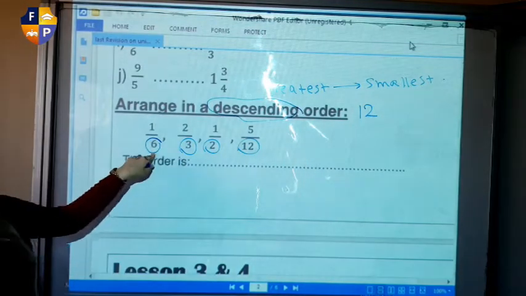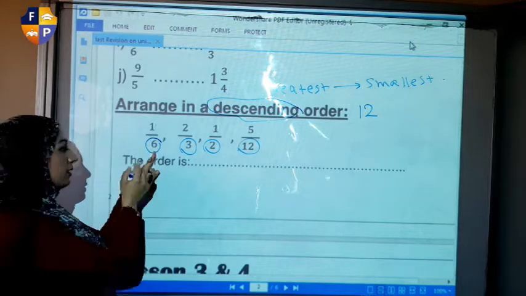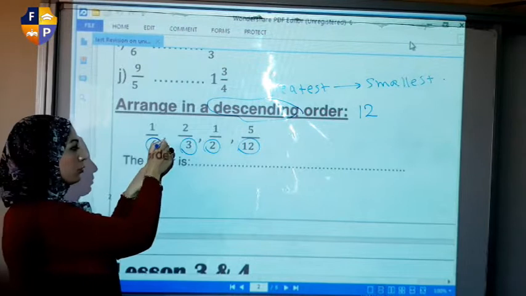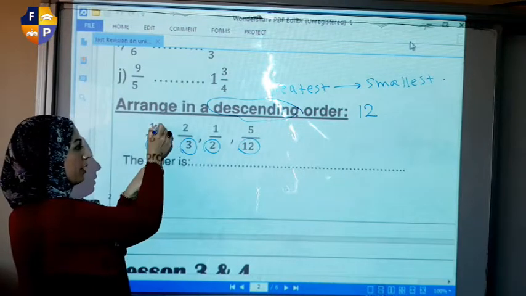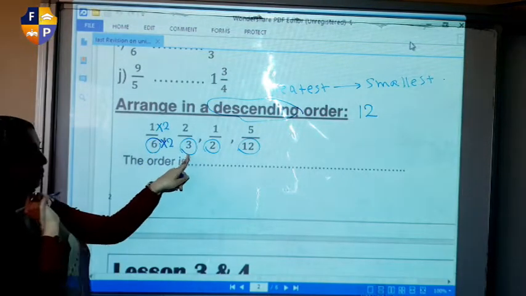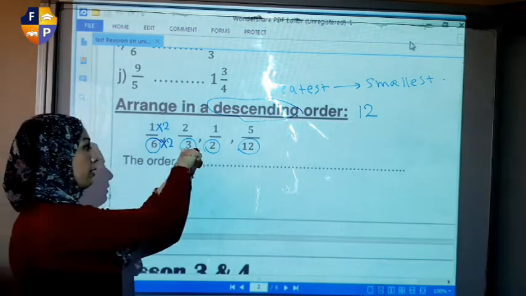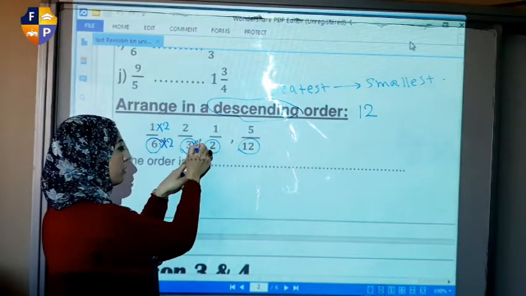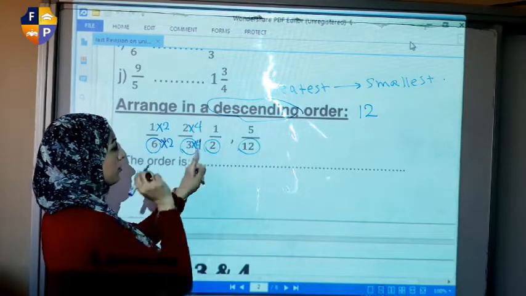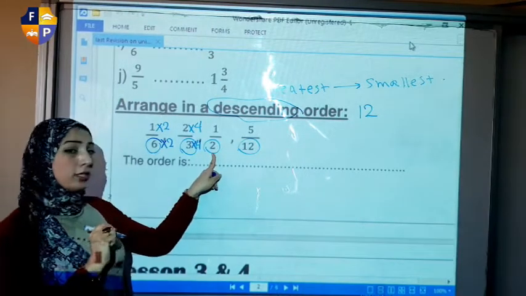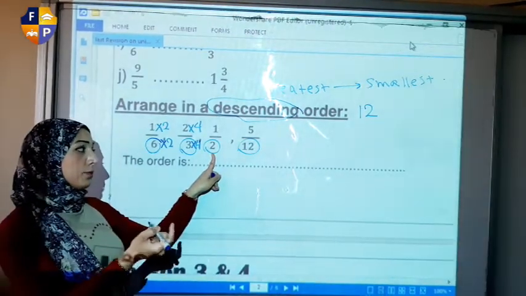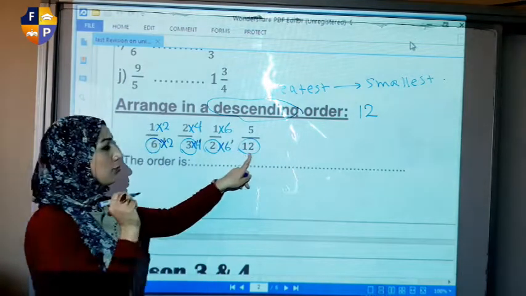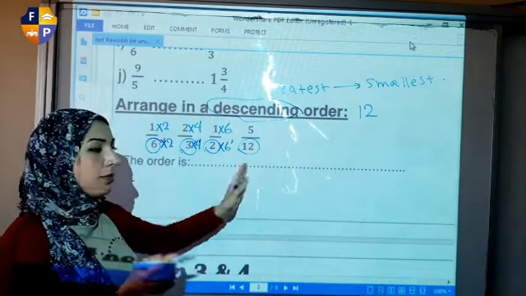The first denominator is 6. Can we change 6 into 12? For sure, yes, by multiplying by 2. So we will multiply by 2, down and up. Next one, can we change 3 into 12? For sure, yes, by multiplying by 4. So we will multiply by 4 down and up. Next one, can we change 2 into 12? Yes, by multiplying by 6. So we'll multiply by 6 down and up. This is 12.